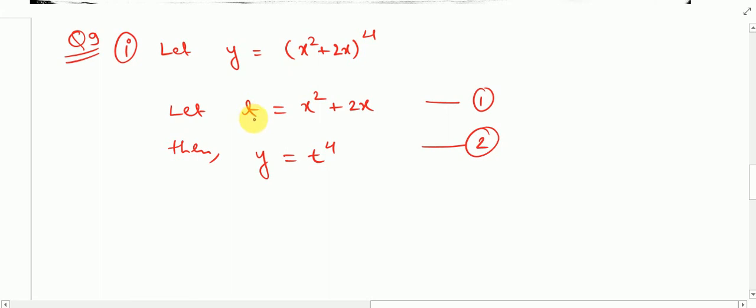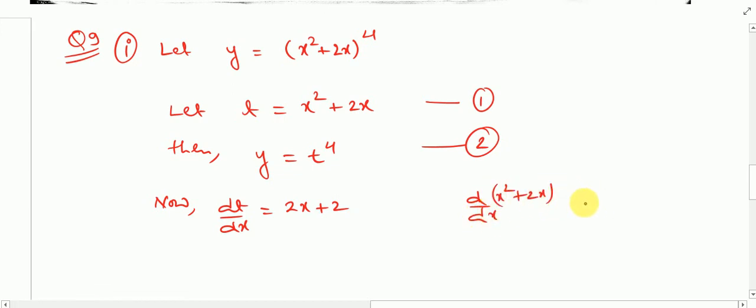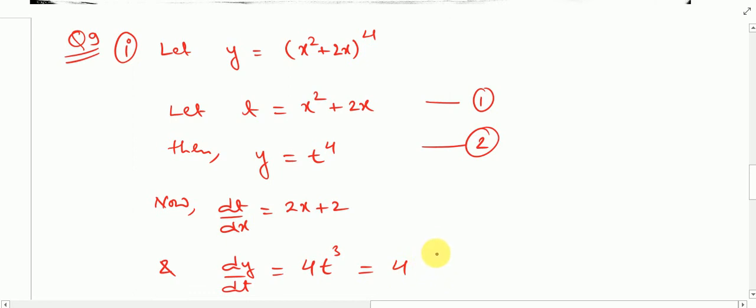Now you can see that this function t is a function of x only, and this y is a function of t only. So we will differentiate this t with respect to x, because t is a function of x. Now dt upon dx: differentiate this, so you will get 2x plus 2. I am doing it straight, otherwise you can write x square plus 2x, then separate it, and then you can get 2x plus 2. So here I have written it directly. So this is done, and dy upon dt. Why? Because now your y is a function of t. So we will get 4t cube. Now put the value of t, so you get 4 times x square plus 2x whole cube.